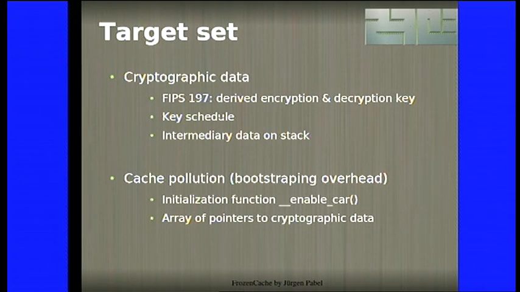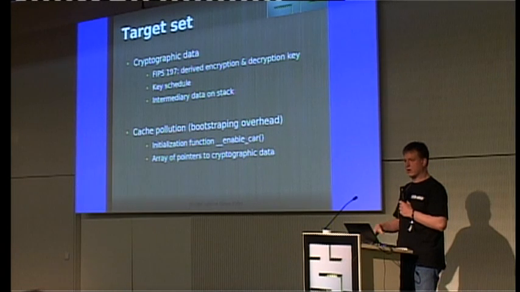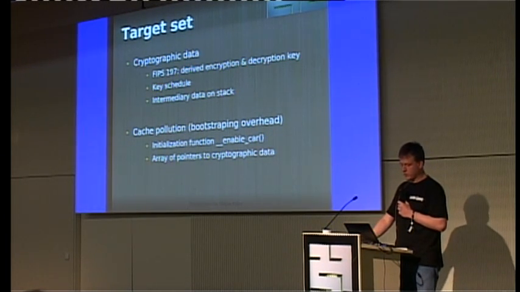So what data do we need to protect? When we look at full disk encryption, obviously the encryption key, and everybody knows about the AES keys, 128 bits or bigger. What's commonly used is the FIPS 197 setup procedure, which derives a specific encryption and a specific decryption key from the 128-bit key that you have initially. And then there's also the key schedule, which are derived keys that are used in the encryption and decryption calculations. And of course, you have intermediary data that occurs when you actually calculate the encryption or decryption. That needs to be protected as well, because otherwise someone could use that data to run cryptographic attacks on these bits that they found there.